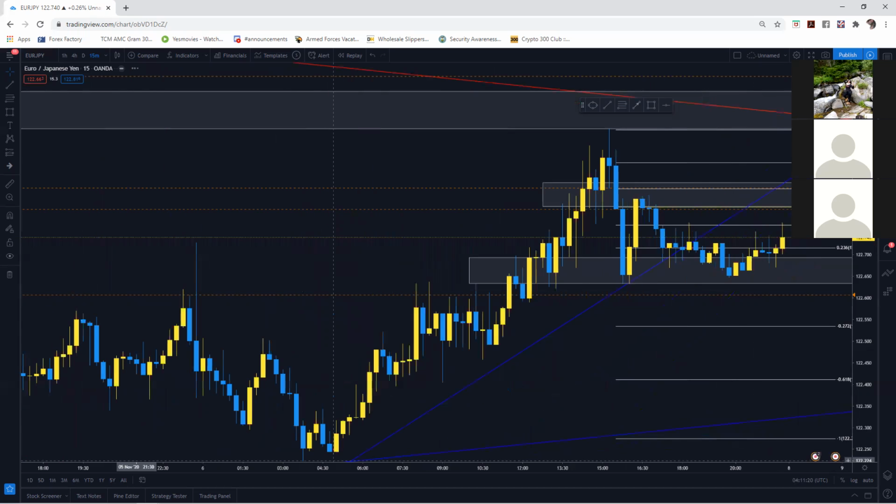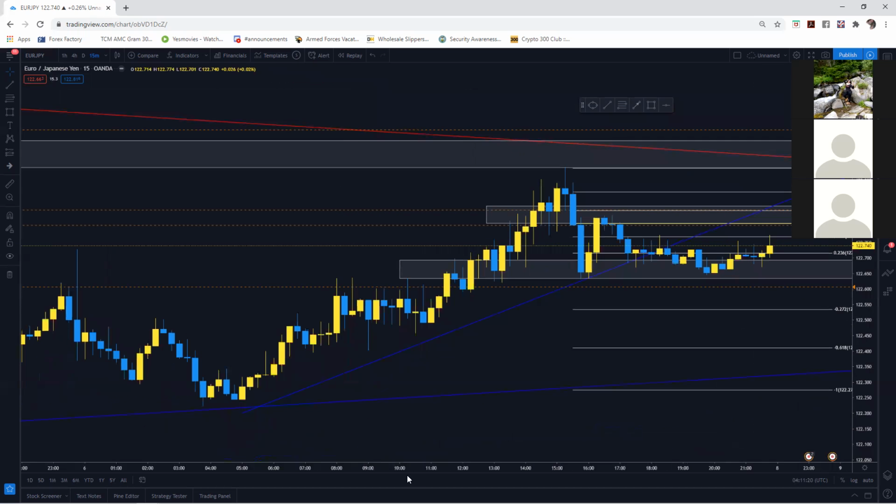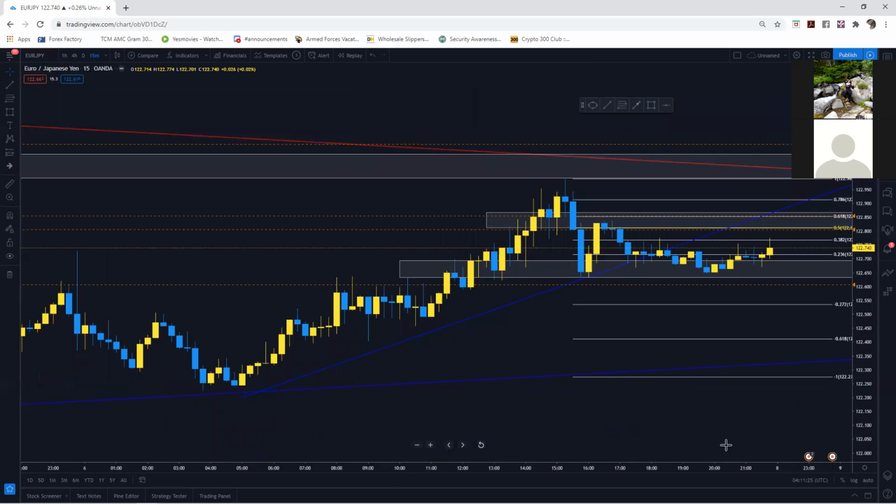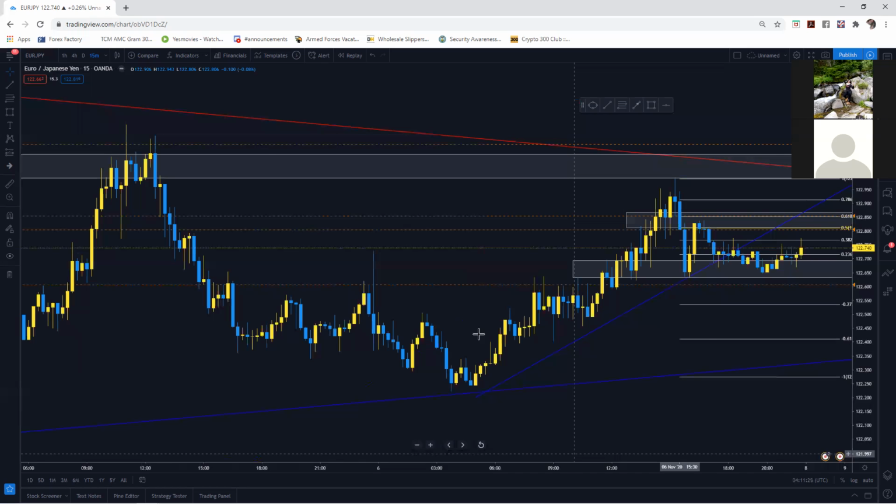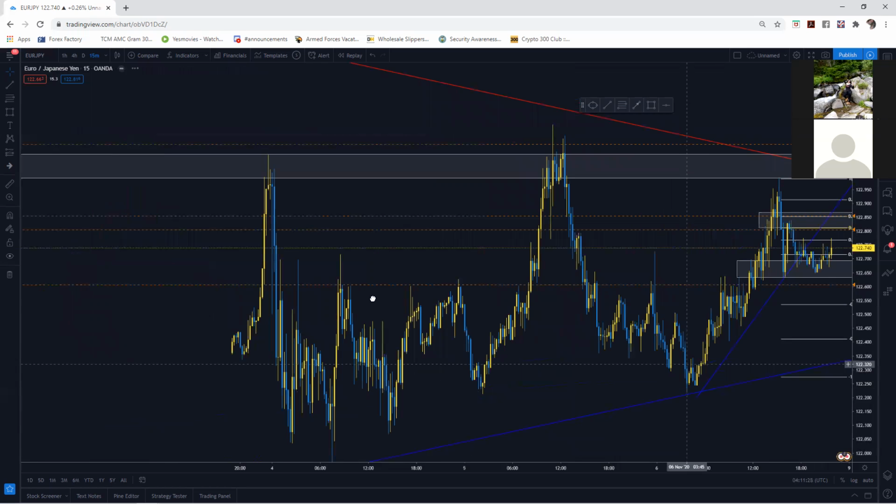I keep trading pretty simple. All I'm looking at is support and resistance, and trend lines. And that's it.